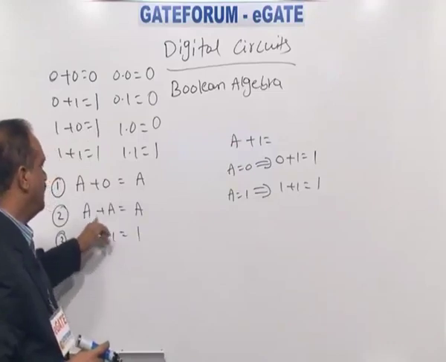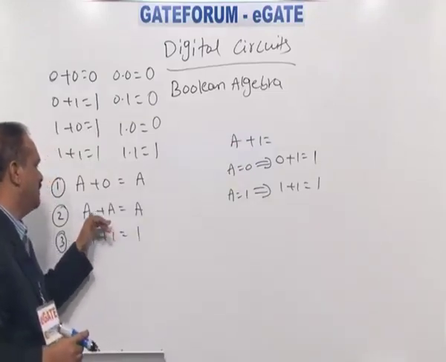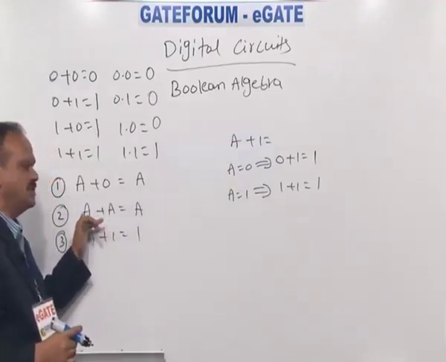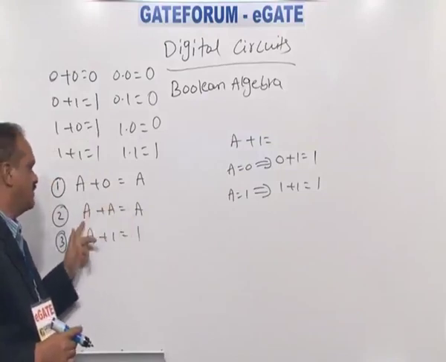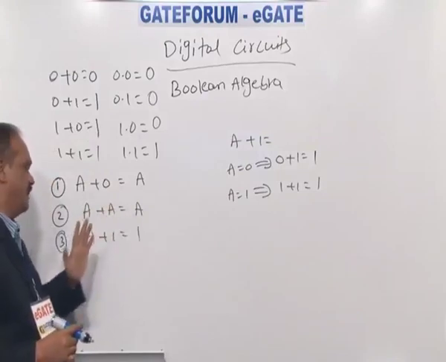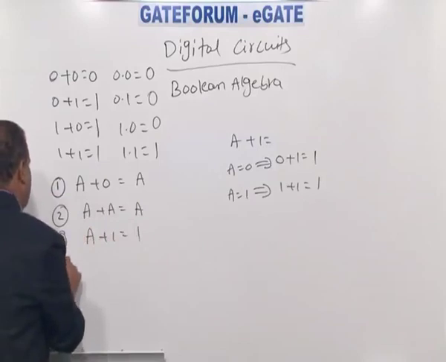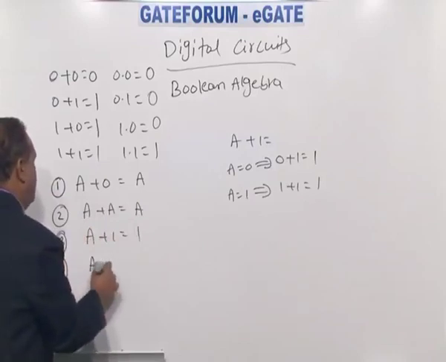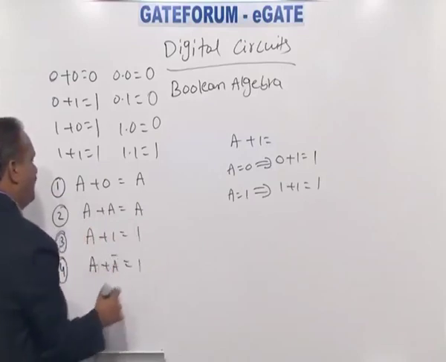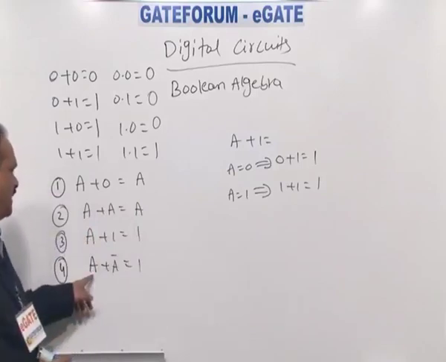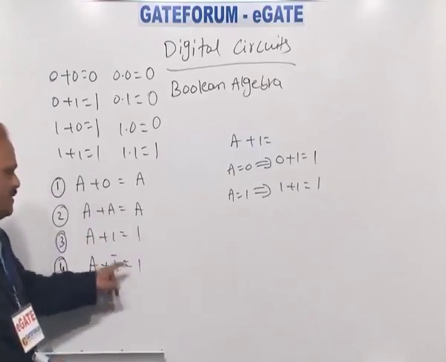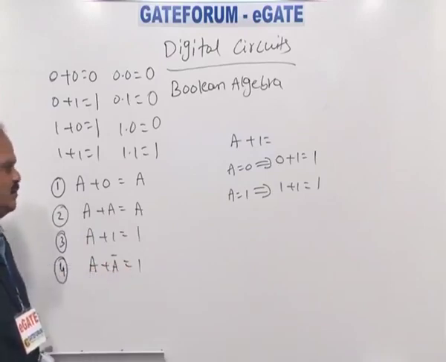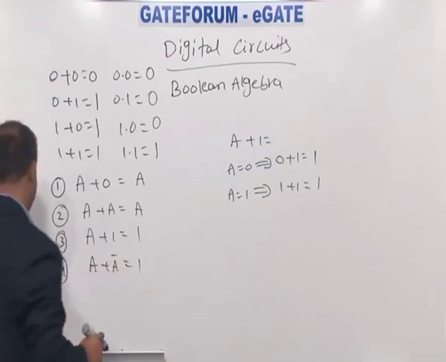In a similar way, you can derive this also. If you substitute A is equal to 0, we will be getting 0. If you substitute A is equal to 1, we will be getting 1. Same way, A plus A complement will be 1, because if you substitute A is equal to 0, 0 plus 1 is 1. If you substitute A is equal to 1, 1 plus 0 is also 1. So in both cases we are getting 1.